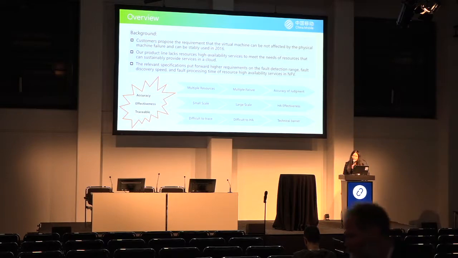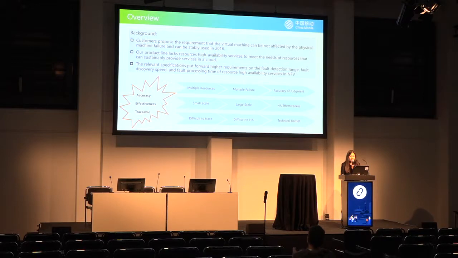Firstly is the background of Guardian. In 2006, some of our customers proposed the requirement that the virtual machine cannot be affected by the physical machine's failures and can be stably used all the time. But at that time, our product lacked the kind of service to meet the customers' requirements, one that can detect, alert, and recover the failures of the physical machines and virtual machines and so on.